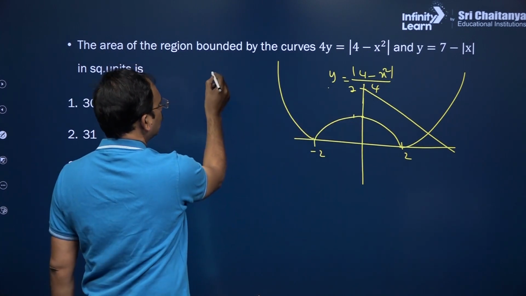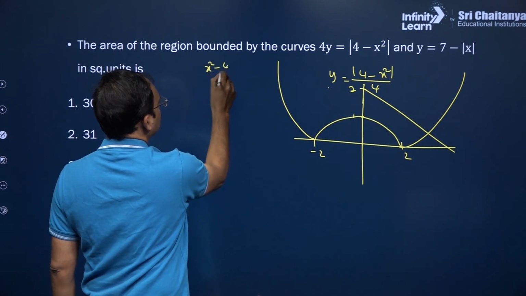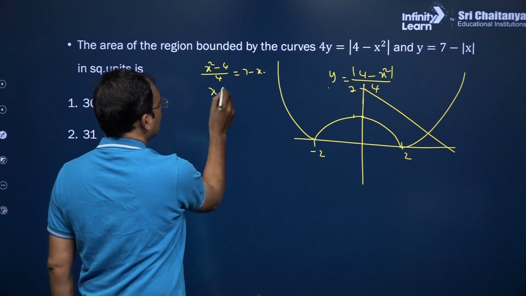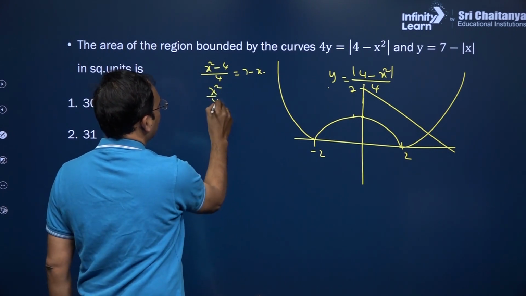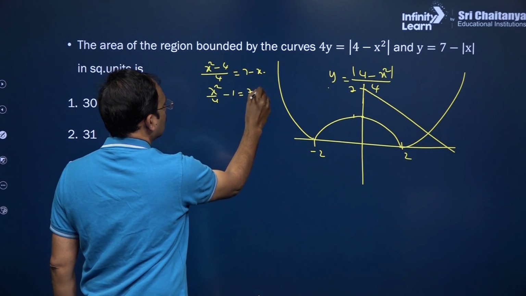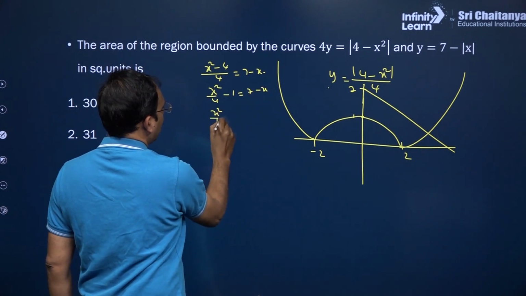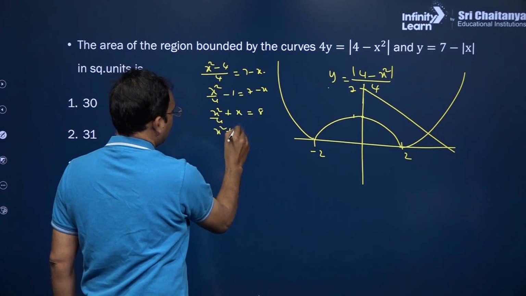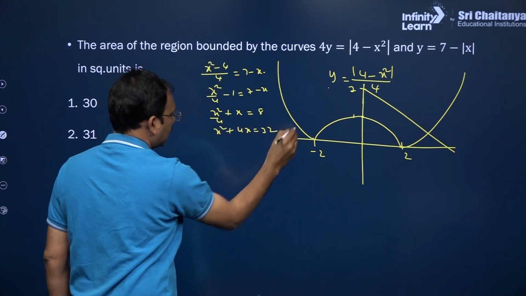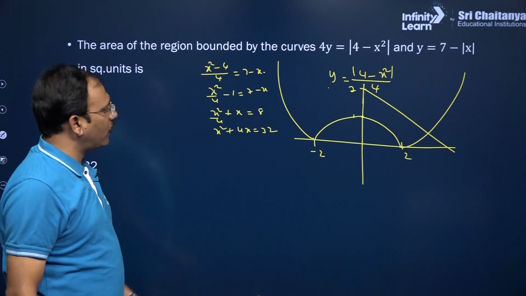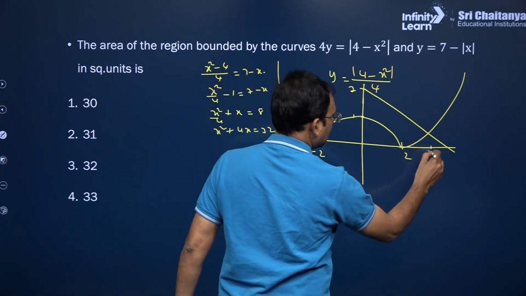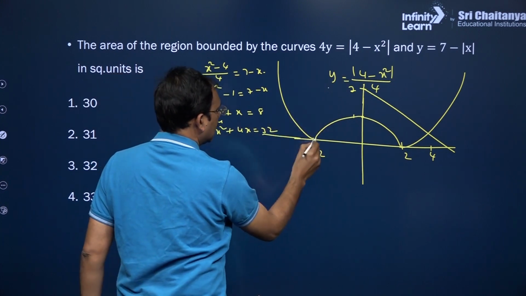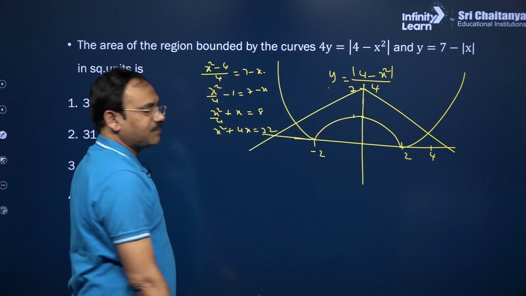When x is more than 2, this is (x square minus 4) by 4 is equal to 7 minus x, my dear friends, which is x square by 4 minus 1 is equal to 7 minus x, so x square by 4 plus x is equal to 8, x square plus 4x is equal to 32. So if you put x is equal to 4, it satisfies. This point is nothing but x is equal to 4, and f of minus x is also minus x, the same thing also comes here.